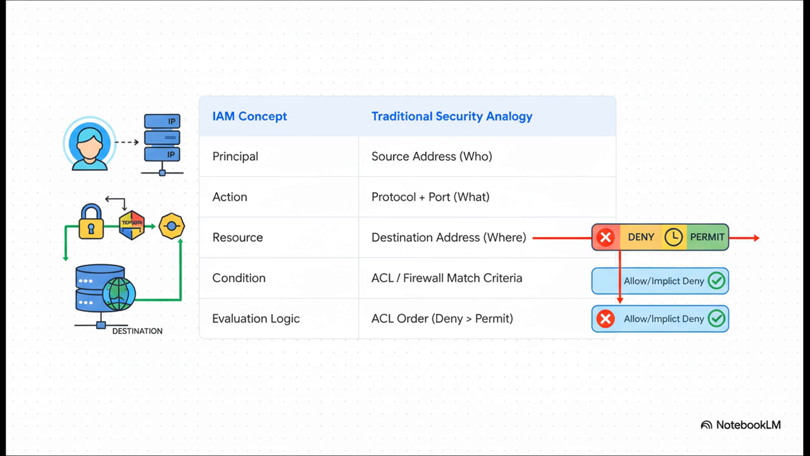Think TCP port 443. It's the what. The resource, that's your destination IP, the where. And the conditions are like your other firewall match criteria. But the evaluation logic, that's a direct match to how a firewall ACL works. The explicit deny rule is always processed first and takes precedence over any permit rule. It's the exact same logic.